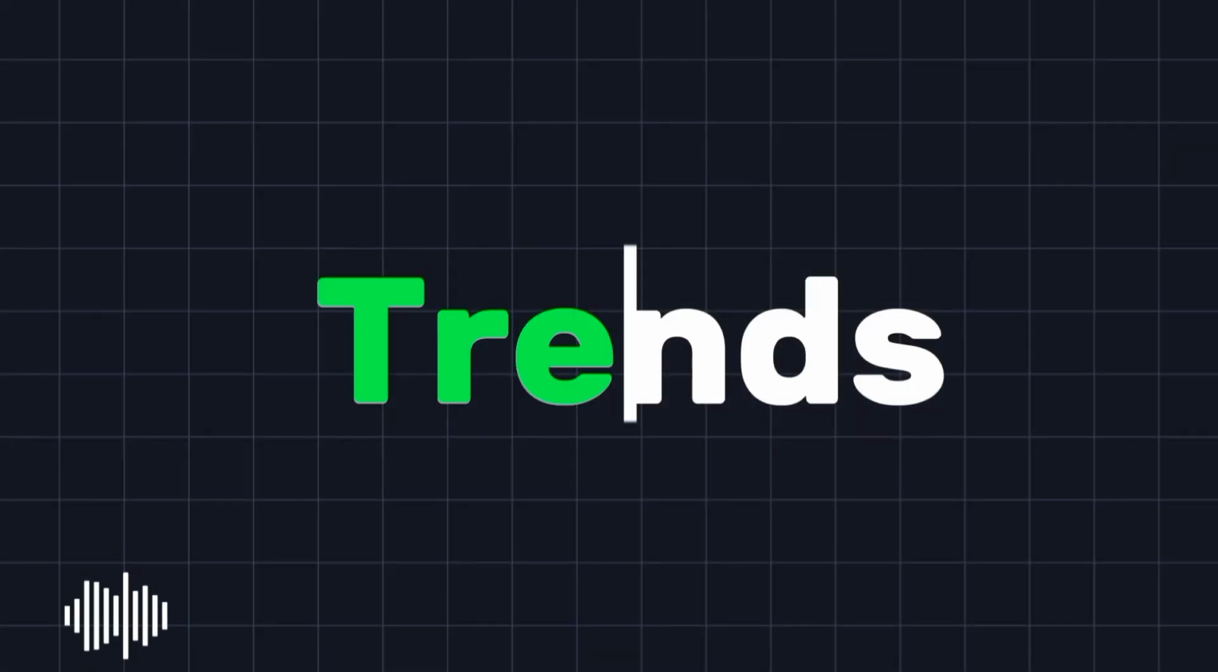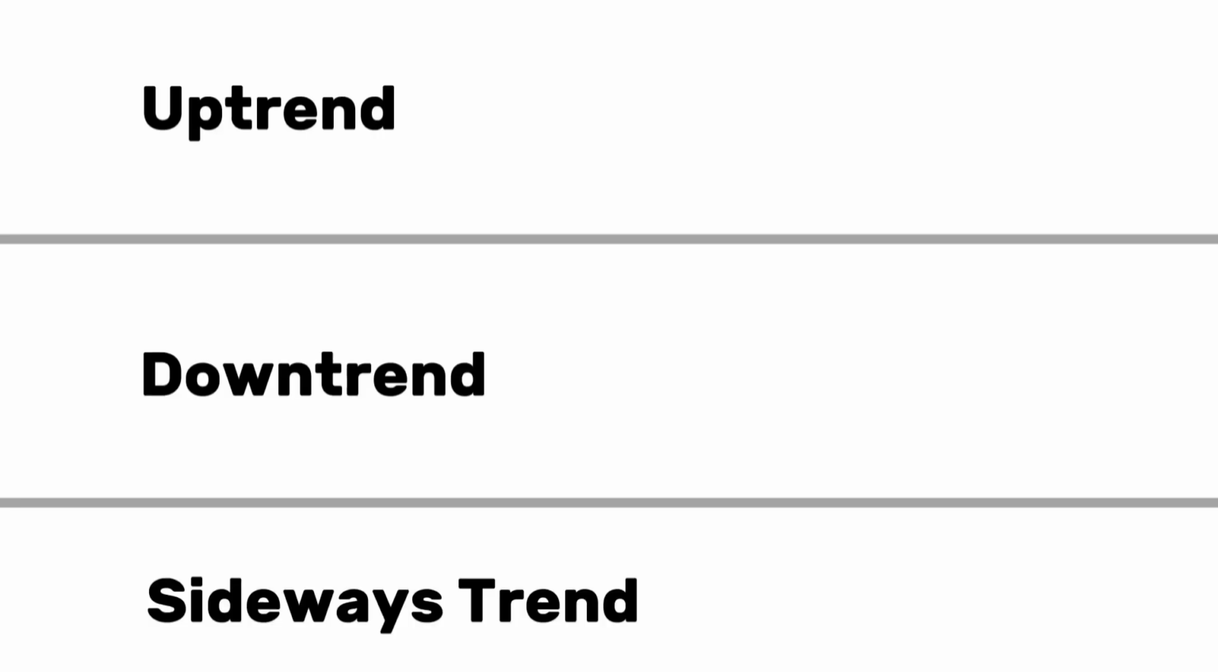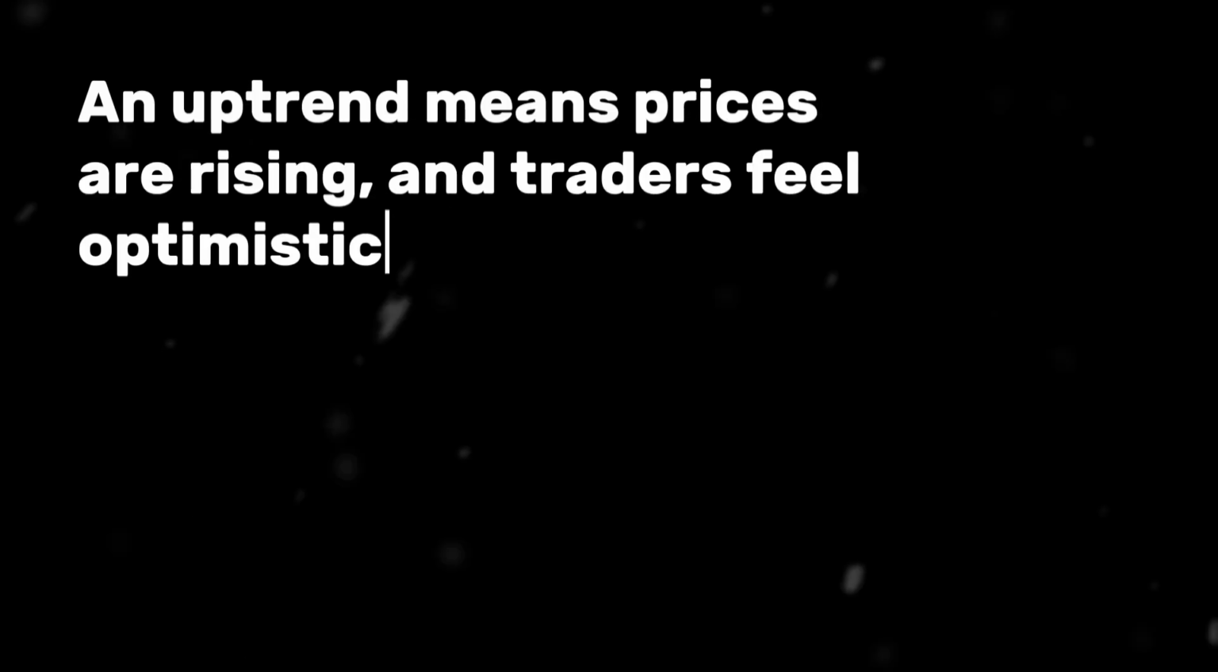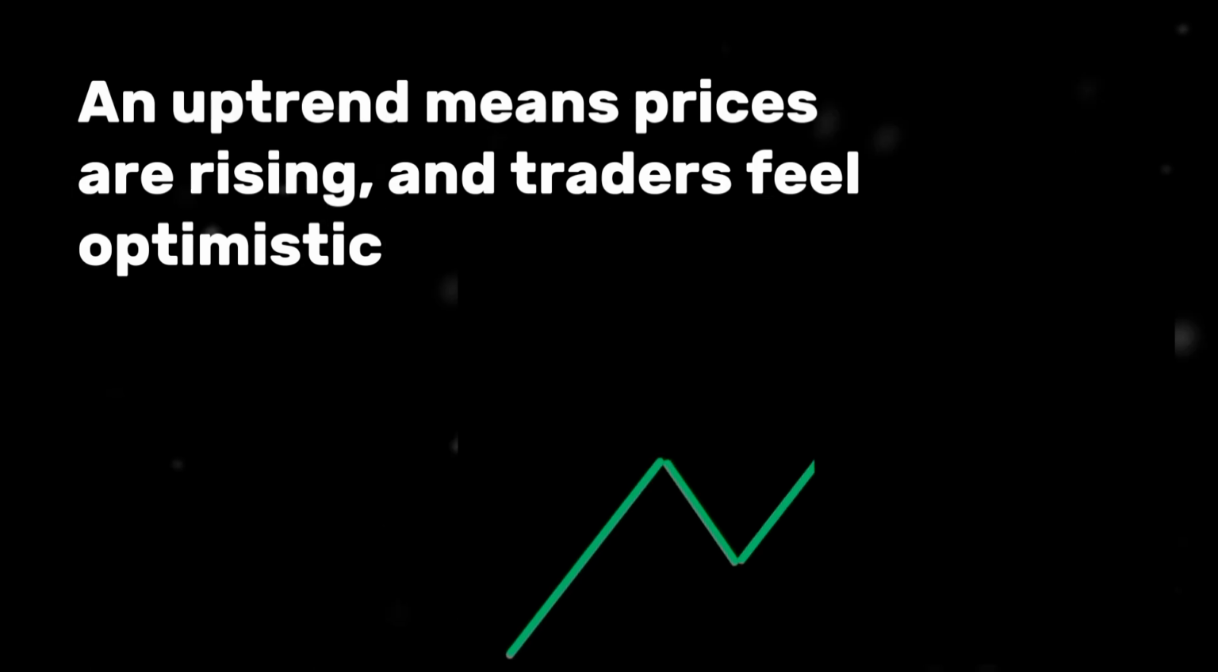Let's dive into trends. In the market, there are three types of trends: uptrend, downtrend, and sideways trend. This means that the market is always in one of these phases, either in an uptrend, a downtrend, or a sideways trend. An uptrend means prices are rising, and traders feel optimistic. As long as there are no signs of reversal, the upward movement continues.